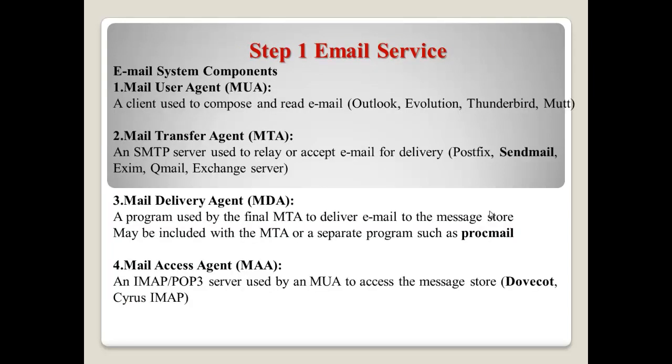Step 1, email service. Before you start the configuration of the mail server, you have to understand the terms of email service. First, normally we use the term MUA. MUA means mail user agent. Normally we call it just a client program to compose and read email, such as Outlook Express, Evolution, Thunderbird, or Mutt. MTA, mail transfer agent, we call this one SMTP server to relay or accept email for delivery. For example, Postfix, Sendmail, Exim, Qmail, or the Exchange Server on Microsoft.